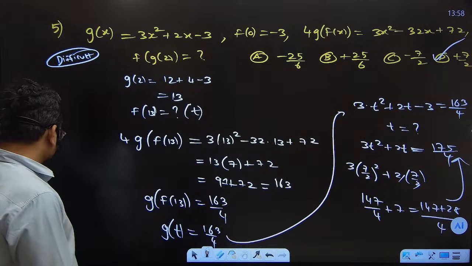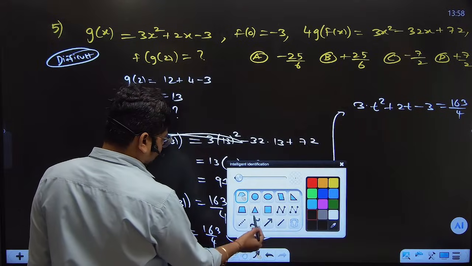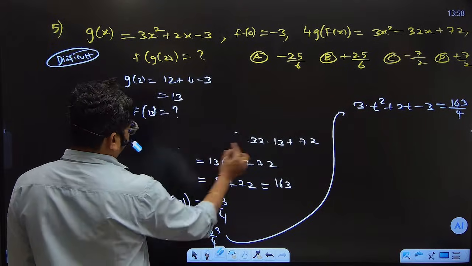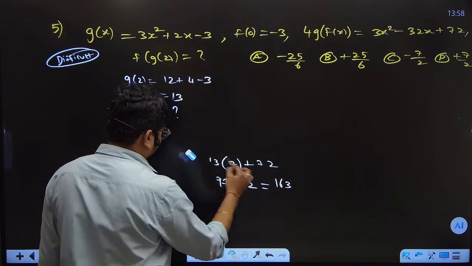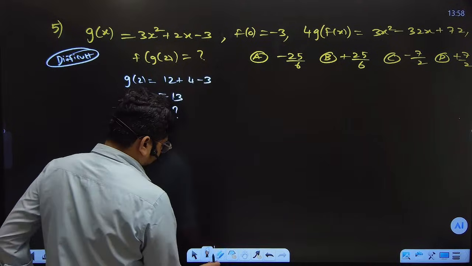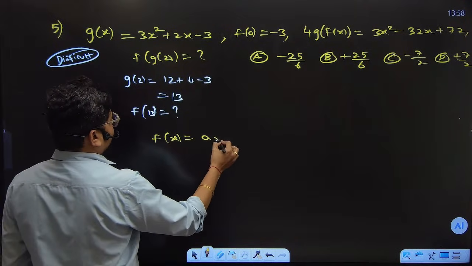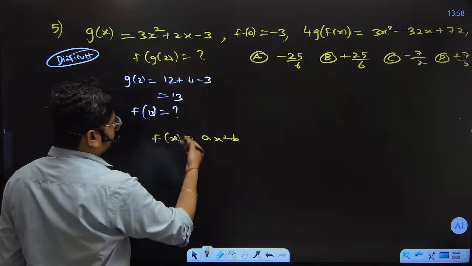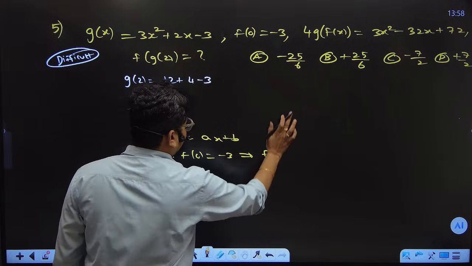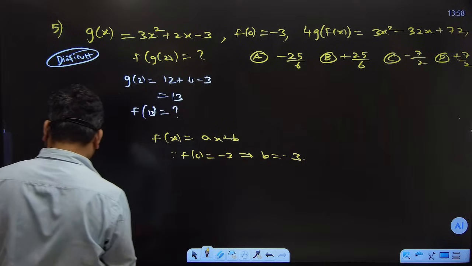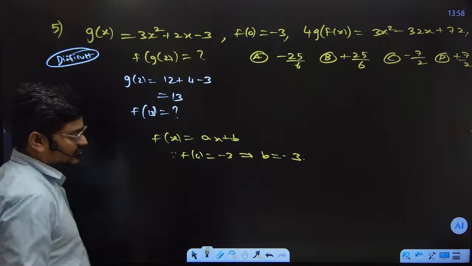Or if you want to do it in the normal method, what you are supposed to do is you can assume here f of x is something like ax plus b, and then you can proceed. You can just assume let f of x is equal to ax plus b, and you know f of 0 is minus 3. So since f of 0 is minus 3, this gives you the b value as minus 3, and the a value you can get again by substituting in this equation. You'll get a very big functional equation from here, substitute over there, and you'll be getting the value, right?